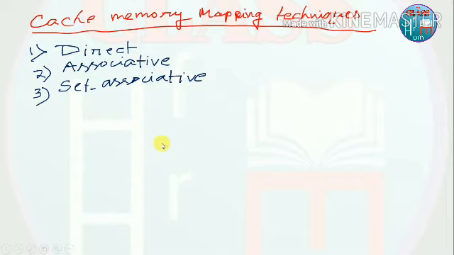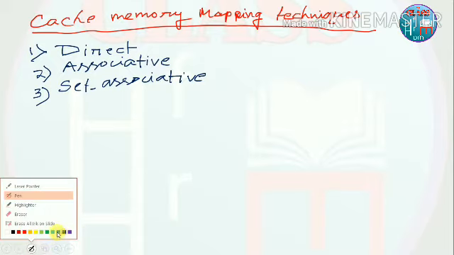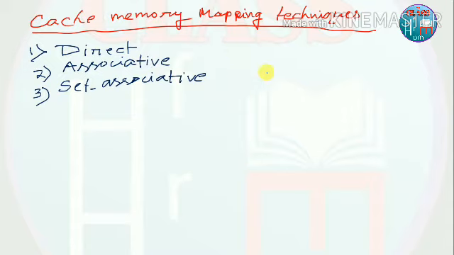So at first, these are the three different mapping techniques of cache memory mapping technique. Now you consider that you have a cache memory. Suppose you have a cache memory of 2K.